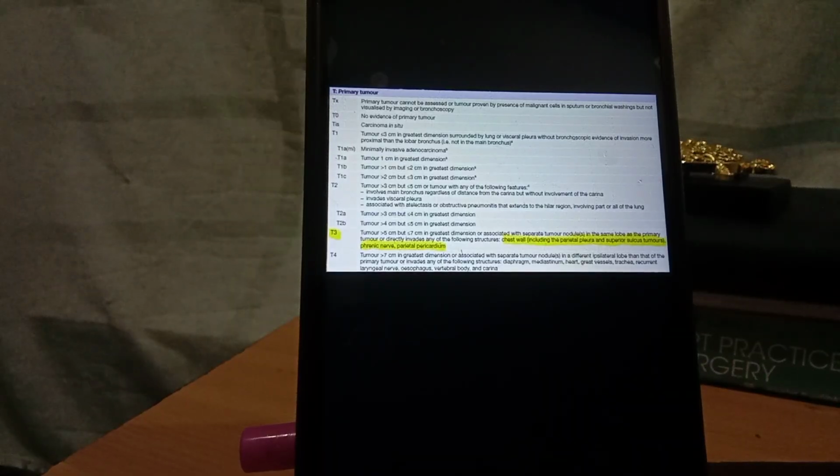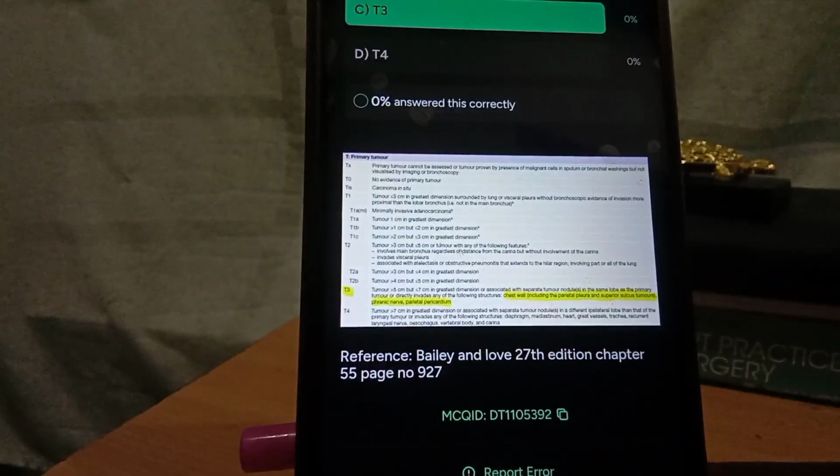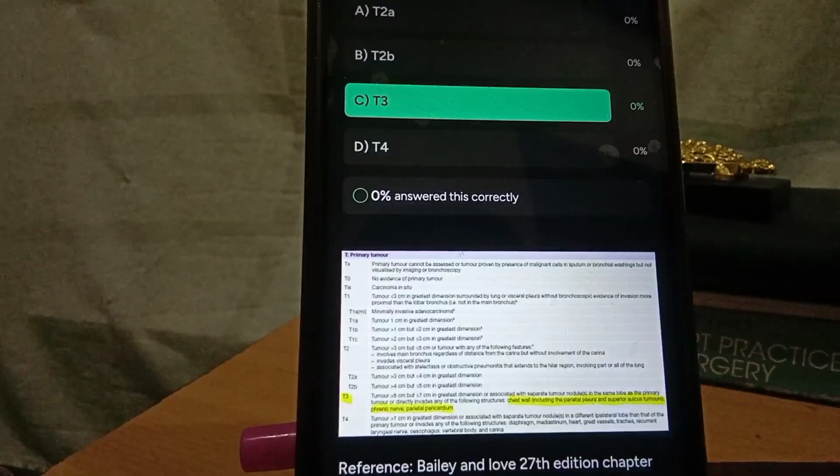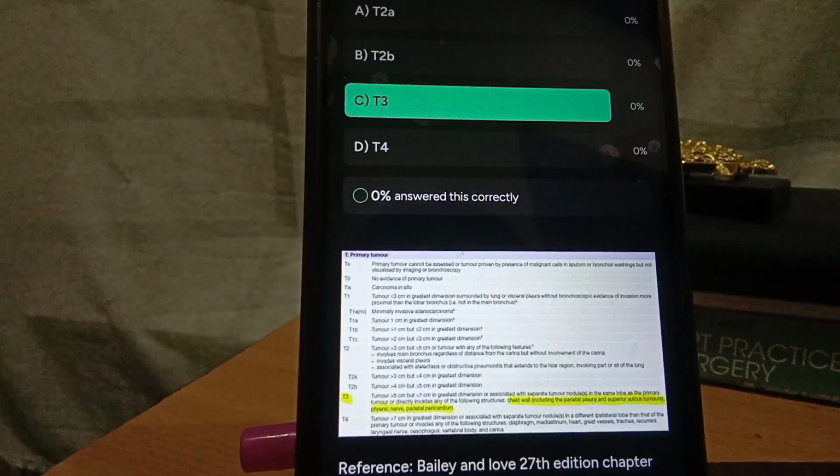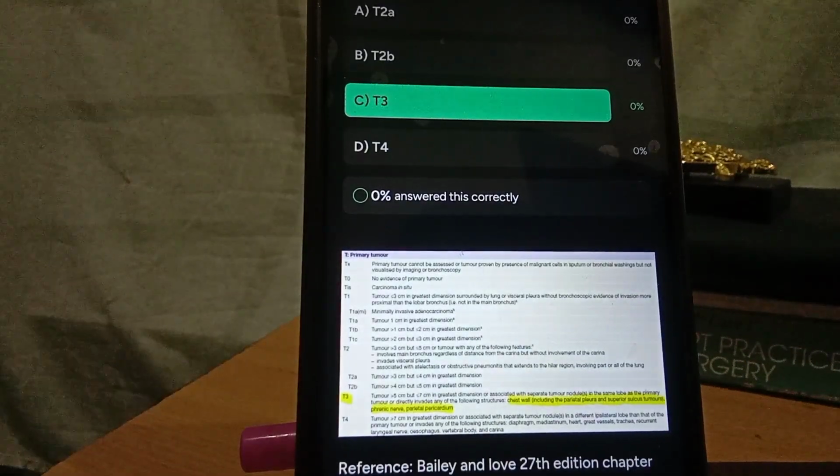And T4 is tumor more than 7 cm in greatest dimension or associated with separate tumor nodules in a different ipsilateral lobe than that of the primary tumor, or invades any of the following structures: diaphragm, mediastinum, heart, great vessels, trachea, recurrent laryngeal nerve, esophagus, vertebral body, and carina. So the question was lung carcinoma, size 5 cm, involving phrenic nerve, is which stage? So the answer is stage 3.